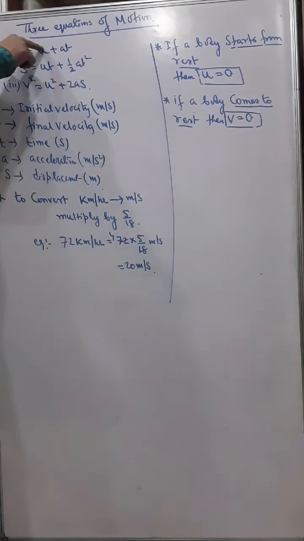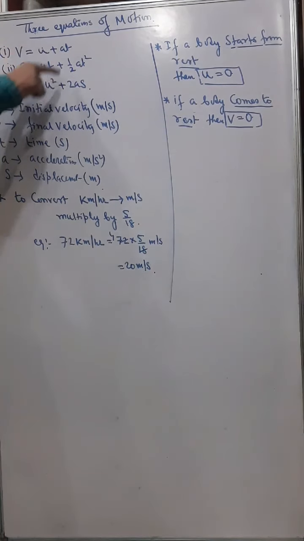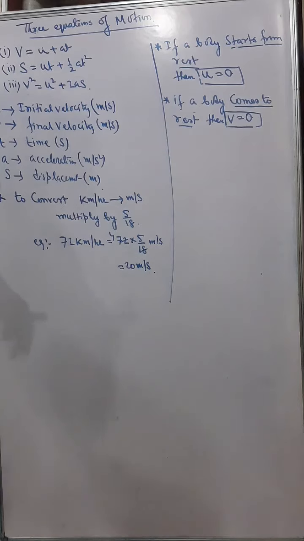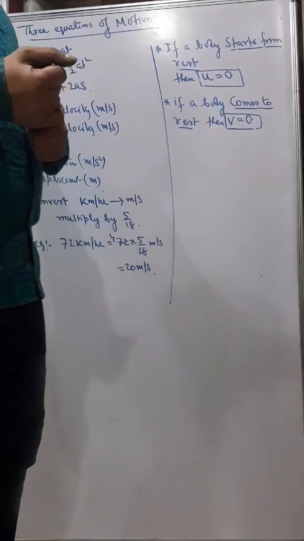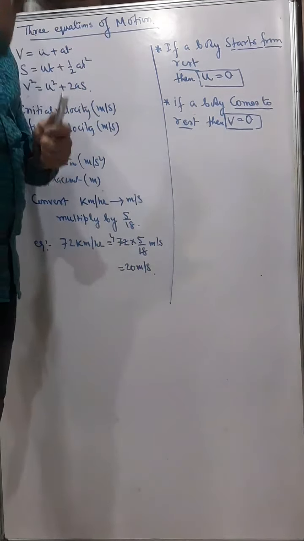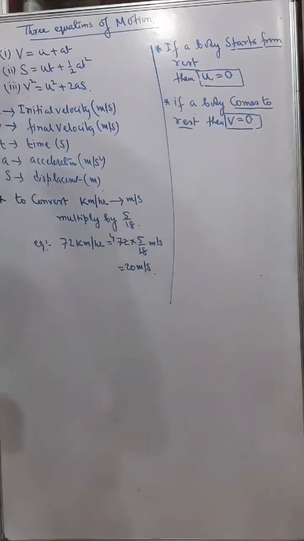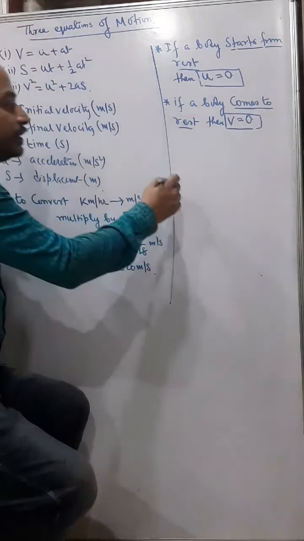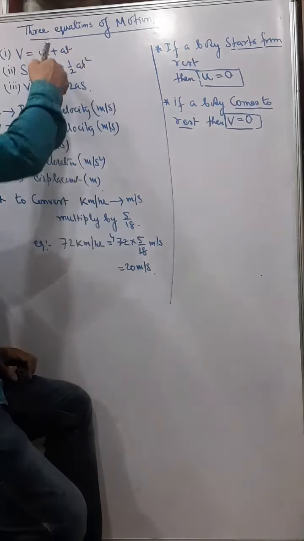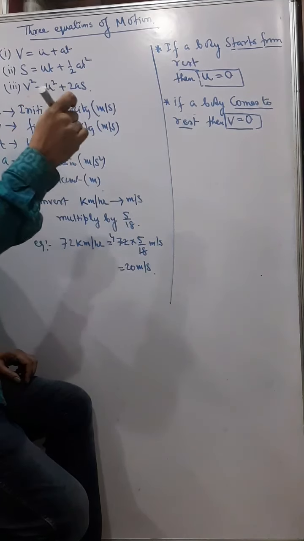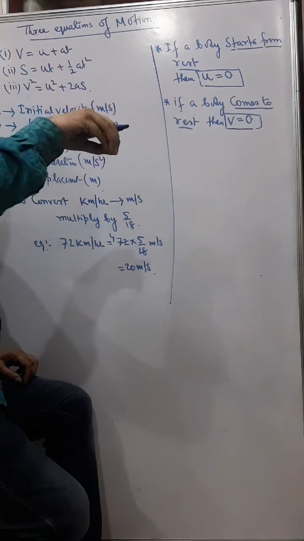Now all these cases are acceleration, because a means acceleration. Now suppose there is a retardation, in that case we will put the negative value of a. I will use the same equation, but in case of a, I will put the minus value of that retardation.